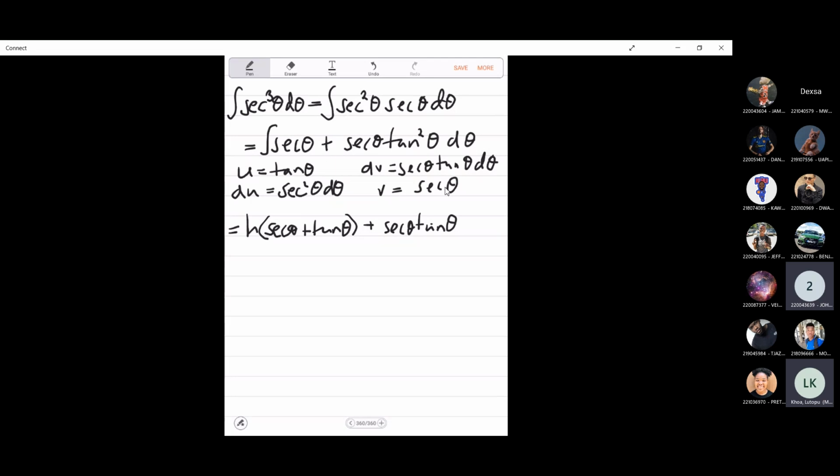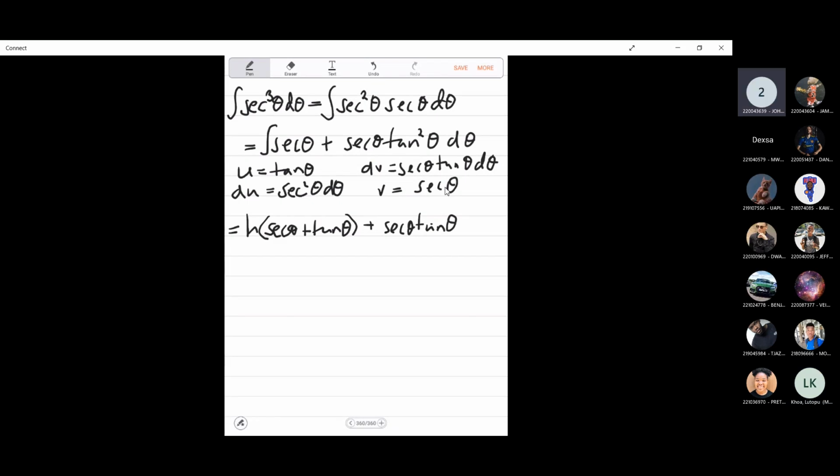I'm a bit confused. Aren't we trying to find the integral of tan theta d theta according to the chain rule? Aren't we trying to find what? The integral of tan theta. Where's the integral of tan theta? Quickly go back.